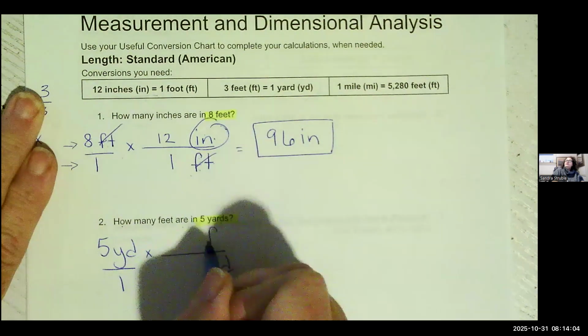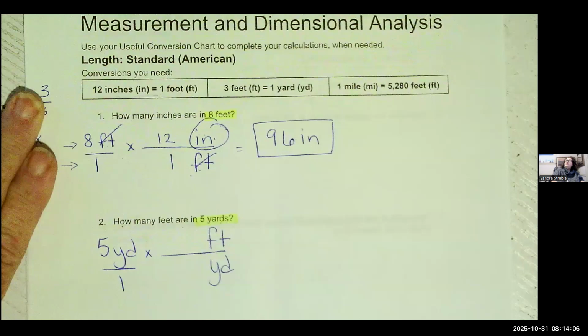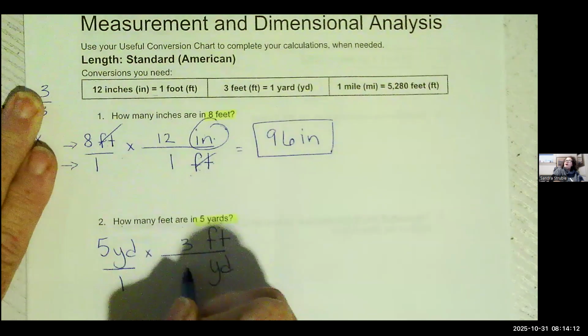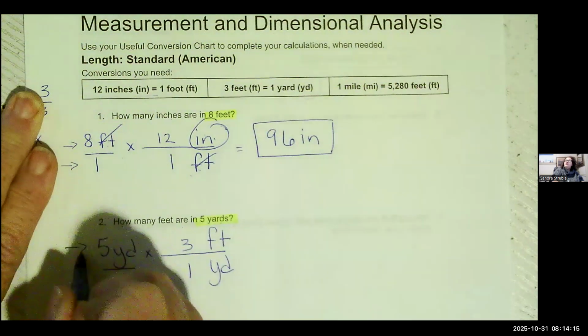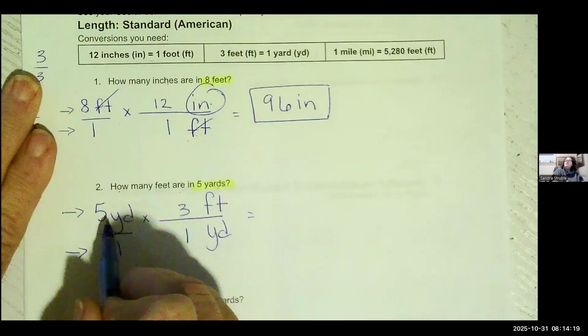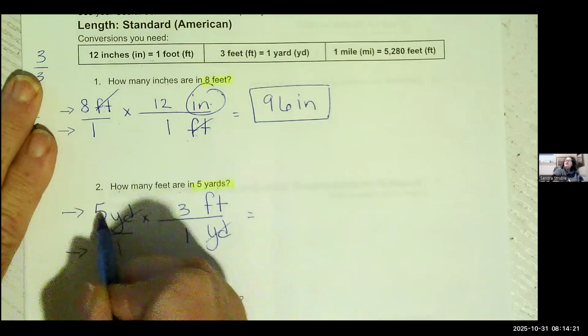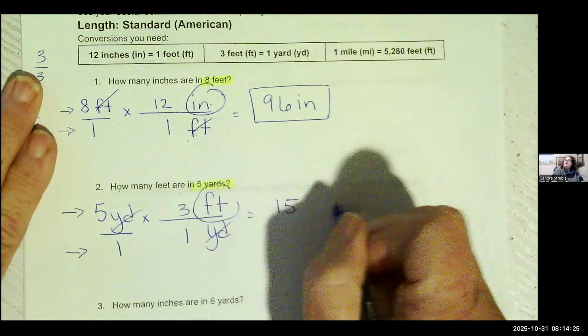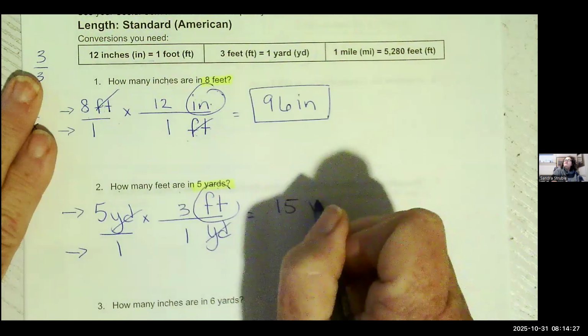Once I get my units set up to where they cancel and give me what I want, I plug in my numbers, 3 and 1. Multiplying straight across, again, no cross multiplication. My yards are gone. 5 times 3 is 15. And don't forget your unit. Oh, I was going to write yards. Sorry about that. Feet. Okay.